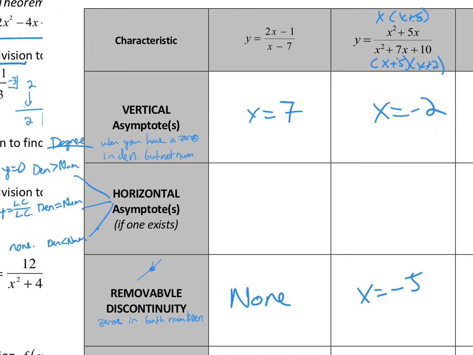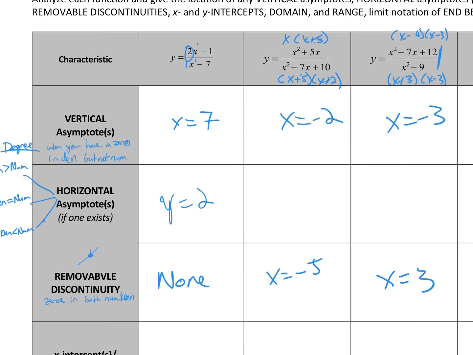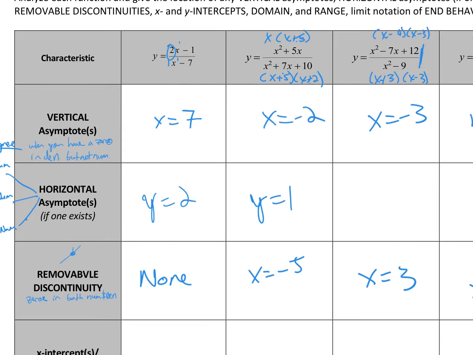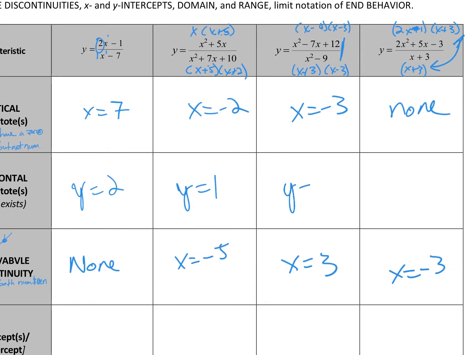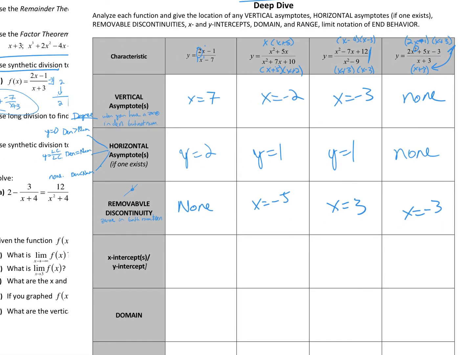So in this first example, you'll notice that the degrees are the same top and bottom, but the leading coefficients are 2 over 1. So I will say that the horizontal asymptote happens at y equals 2. And the next one, the degree is the same as well, but the leading coefficients are both 1. That is the same exact thing for this one. Squared, squared, but leading coefficients are both 1. And then the last one, because the degree is higher in the numerator, we are going to say that it does not have a horizontal asymptote.